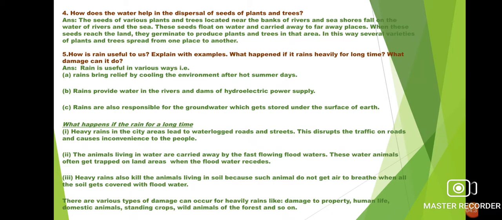Now number 5, let's see what is the question number 5. How is rain useful to us? Explain with examples. So how is rain useful to us? Rain is also a natural phenomenon.